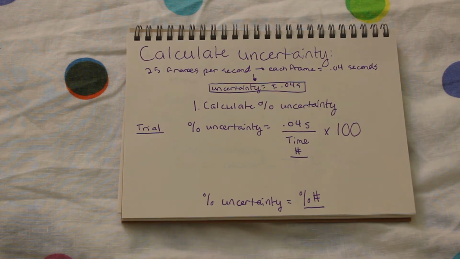The first step is to calculate the percent uncertainty. Percent uncertainty is uncertainty over the actual times 100. In this case, uncertainty 0.04 seconds over the actual time. Because we have 3 different times, we must calculate percent uncertainty for each time.